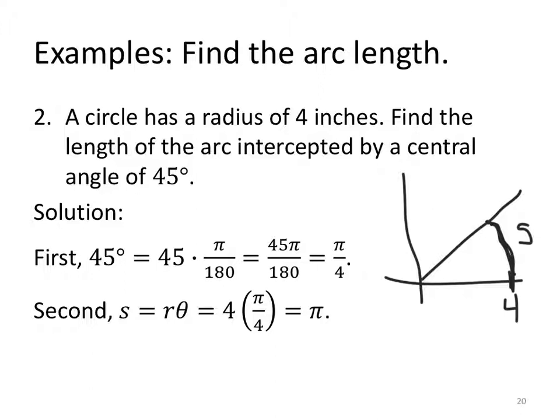Well, I convert 45 degrees to radians, and that's pi over 4. That's one of those that you'll have memorized very soon. Then I use my formula, s equals r theta. r is 4, theta is pi over 4, so this arc length is pi. It's the length of pi.